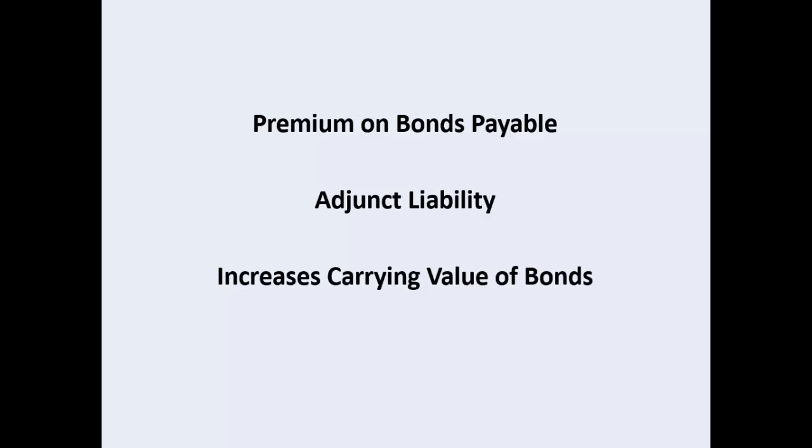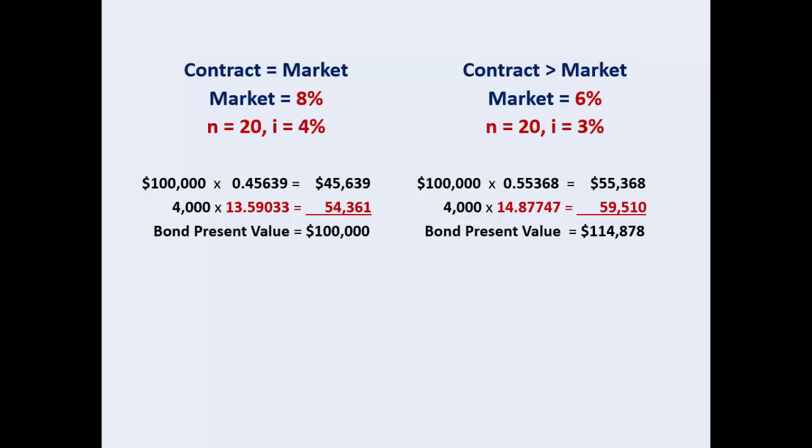Remember that premium on bonds payable is an adjunct liability because it increases the carrying value. Now looking at a comparison, when contract equals market, it will sell at par. And running the numbers, running the present value of the future cash flows, it proves that's correct. The bond's present value is $100,000, base value.